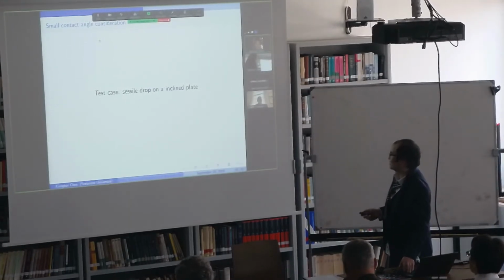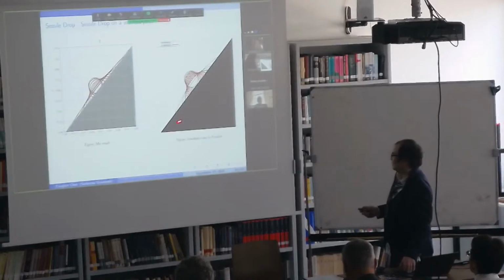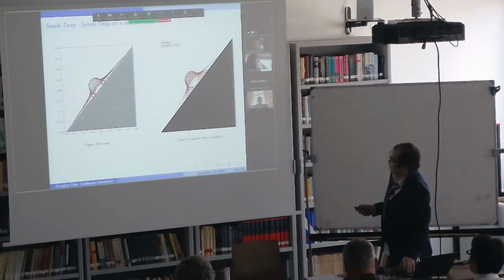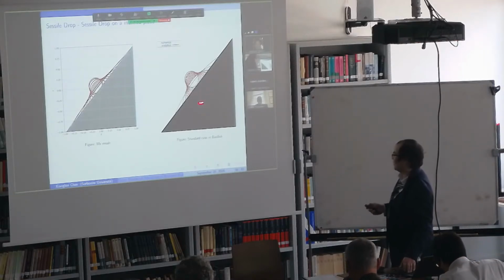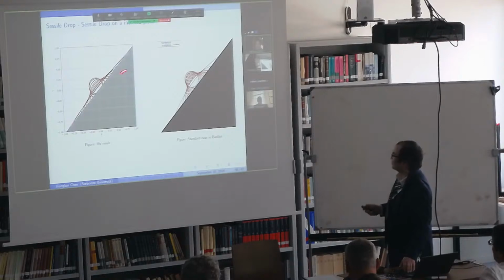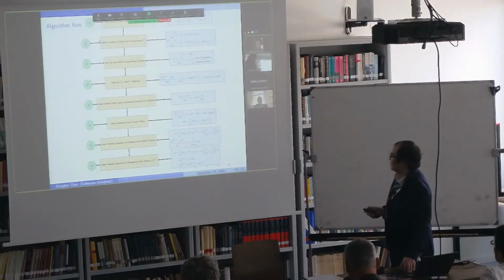And the test case we give is the cell drop on an inclined plate. The left is my result and the right is the standard case in Basilisk. We could see a nice result at a small angle, but a bad result at another. Here the smallest is 5 degrees, and here the smallest angle is 15. We see the discrepancy.